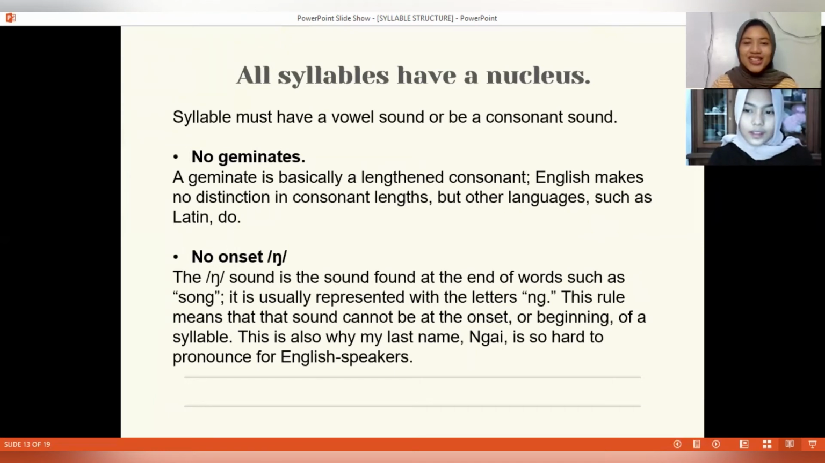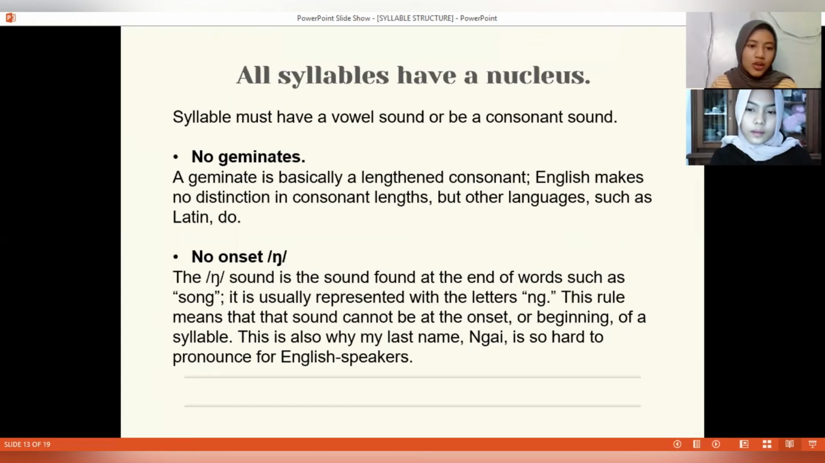All syllables have a nucleus. A syllable must have a vowel sound or a syllabic consonant sound. First, no geminate. A geminate is basically a lengthened consonant. English makes no distinction in consonant lengths, but other languages such as Latin do.